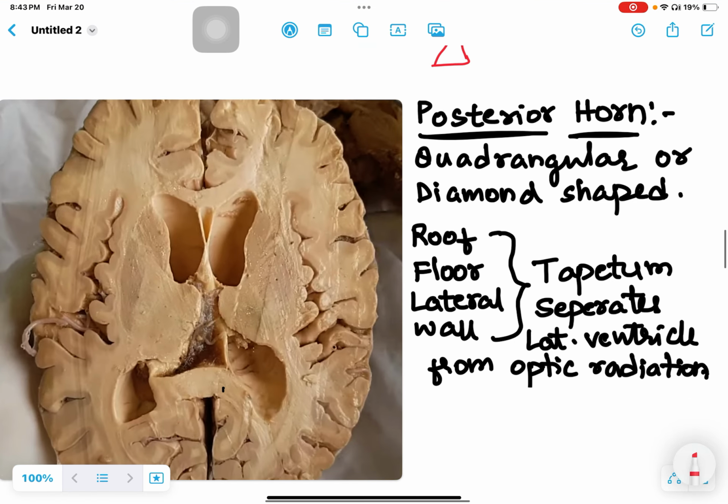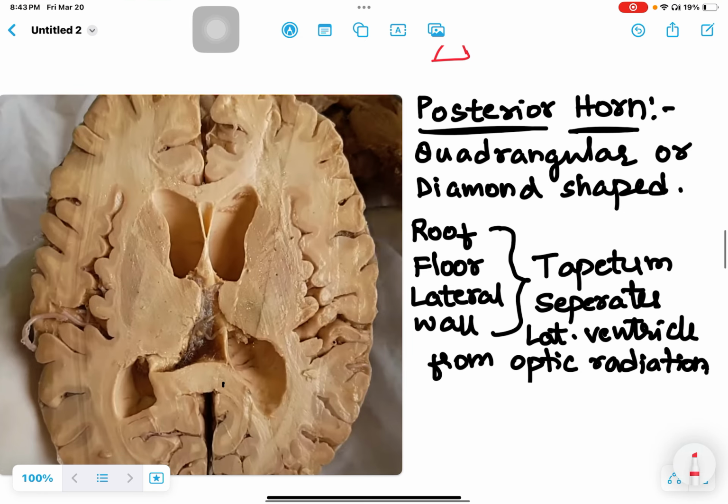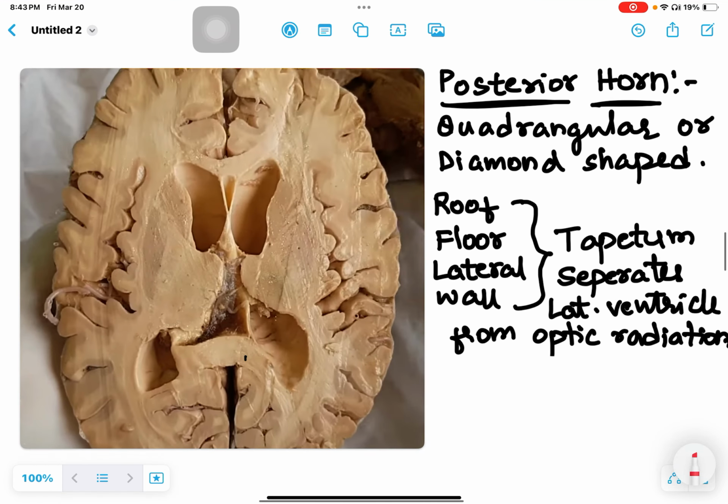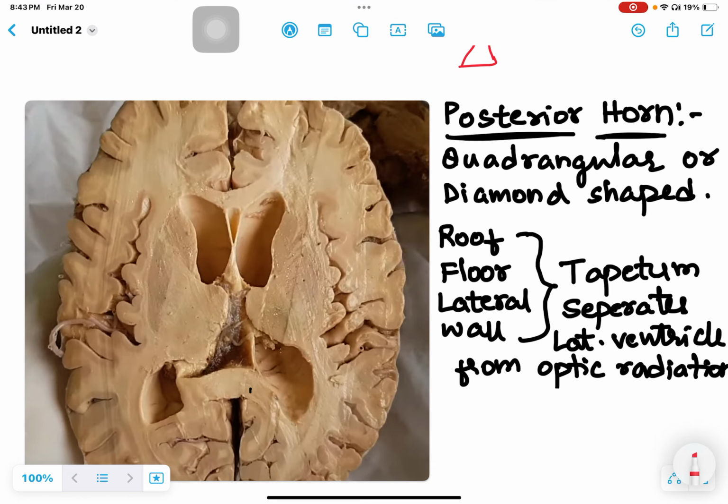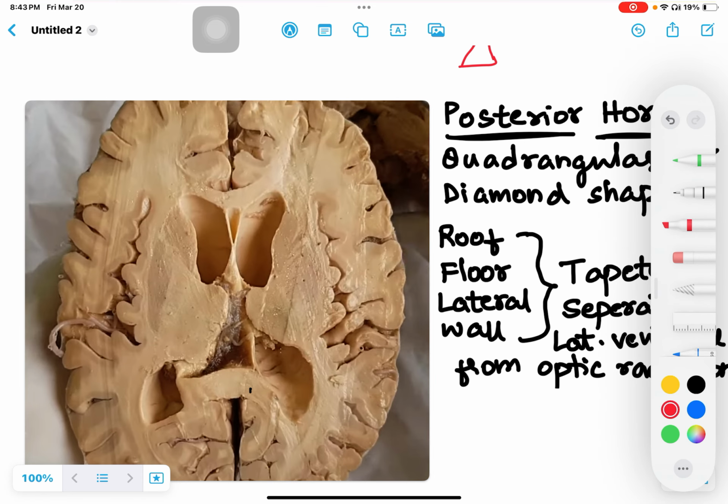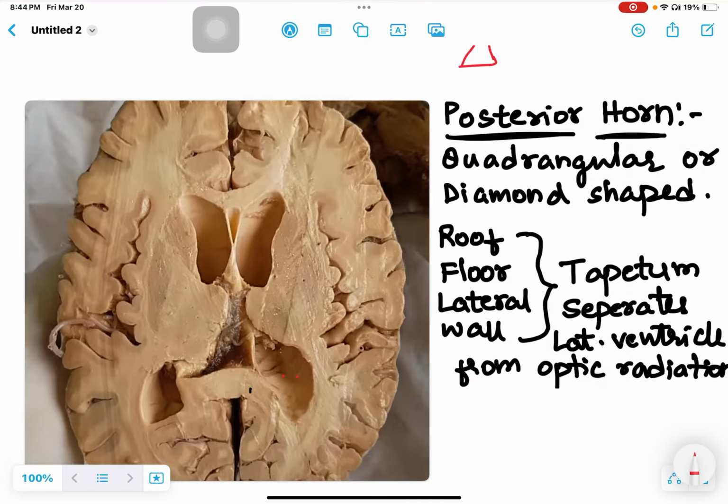Then coming to the posterior horn. As said, the posterior horn extends into the occipital lobe. It is quadrilateral in shape in cross section. So it has a roof, floor, lateral wall mainly, and also a medial wall. First we will see the roof, floor and the lateral wall. Here you can see some fibers called tapetal fibers. So this is the posterior horn, and there are some fibers, tapetal fibers.